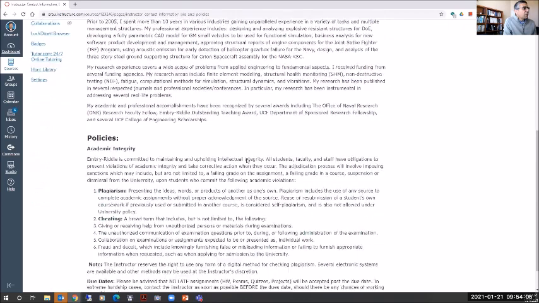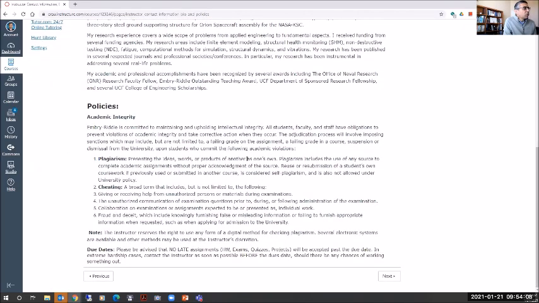With this being said, I would like to move on to emphasize the academic integrity policy that Embry-Riddle has, where everyone is committed to maintain and uphold intellectual integrity. And I think you've seen this quite enough, but basically we all abide to keep this academic integrity policy.